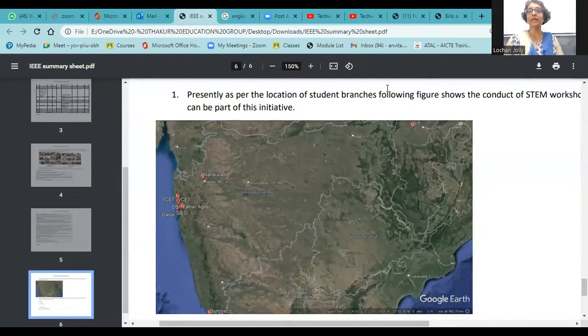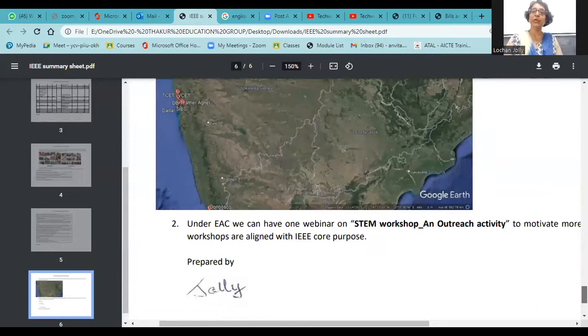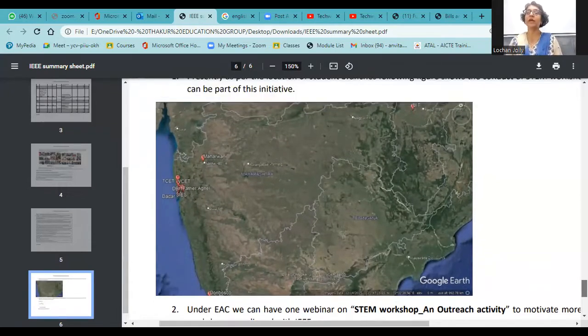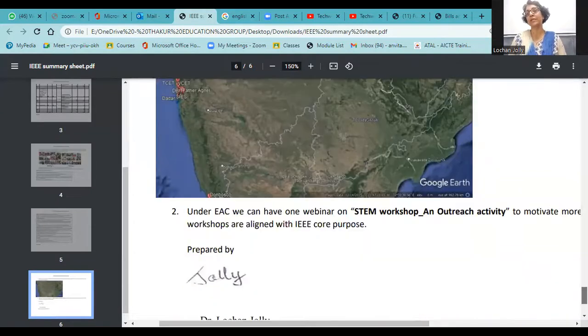This Google Maps is actually an indicator of where all we conducted this workshop in phase one, from Chhattisgarh, that is BIT conducting, to Goa, as well as colleges in Nasik. Last time it was majorly Mumbai, so this time IEEE Bombay section was expecting more colleges outside Mumbai. Last time my contacts were limited to Mumbai, and I thank all of you for joining hands. Now this time we have colleges from Pune, Sinhgad, Lonavala. All that is possible because you have taken the initiative to come and conduct this STEM workshop.